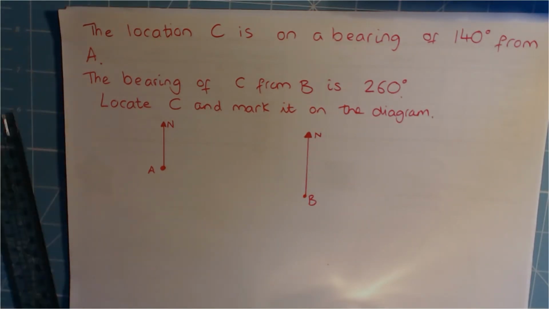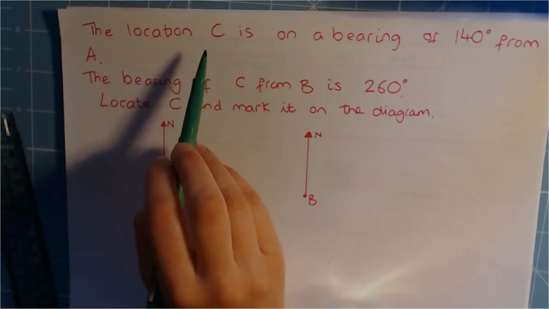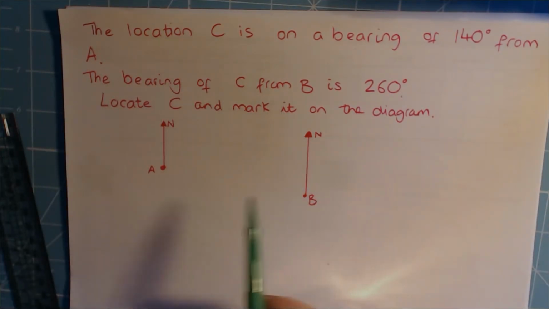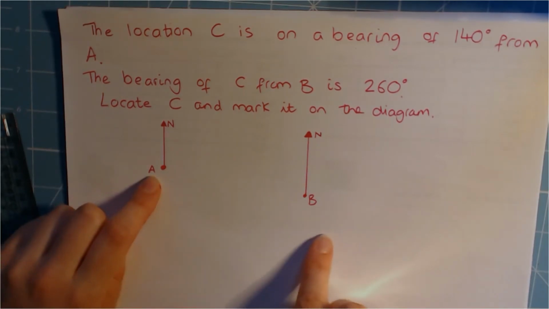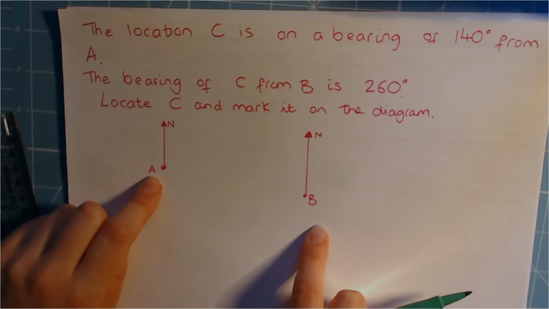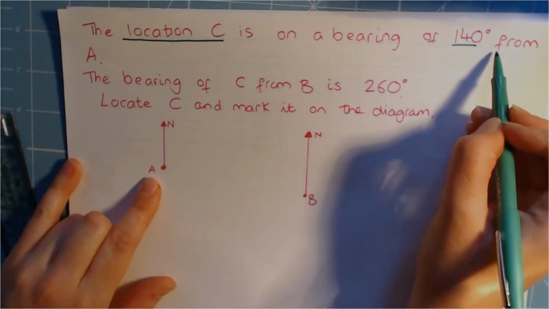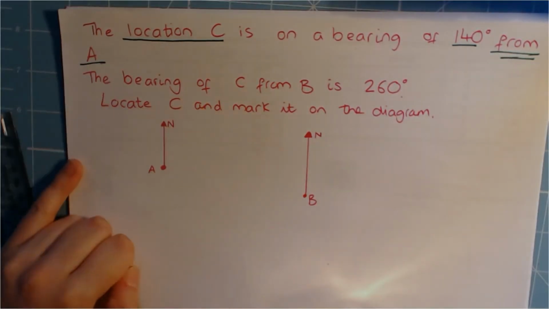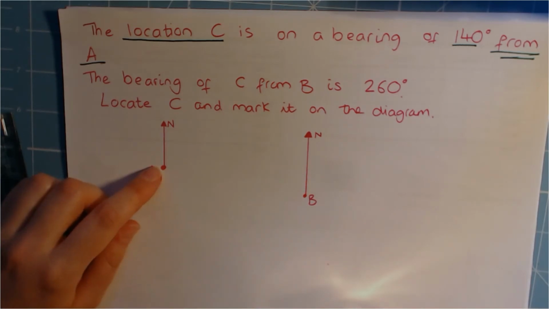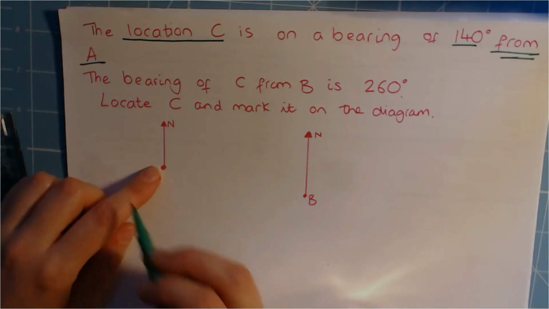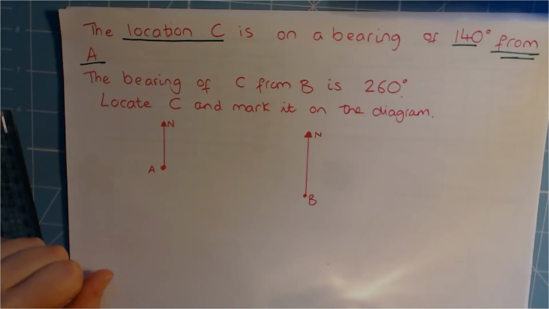So we've got location C is on a bearing of 140 degrees from A. So we've only got location A and B on here so far, but they're talking about location C, and it's 140 from A. So we're going to go from A to C, but we don't know how far away it is. Let's read the rest of the question before we do anything else.